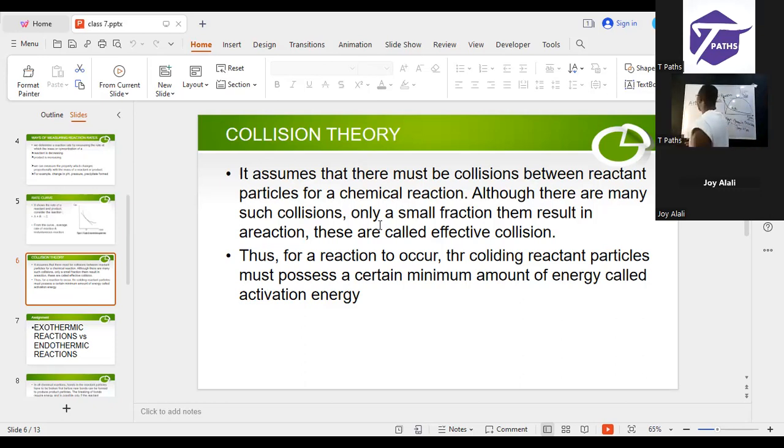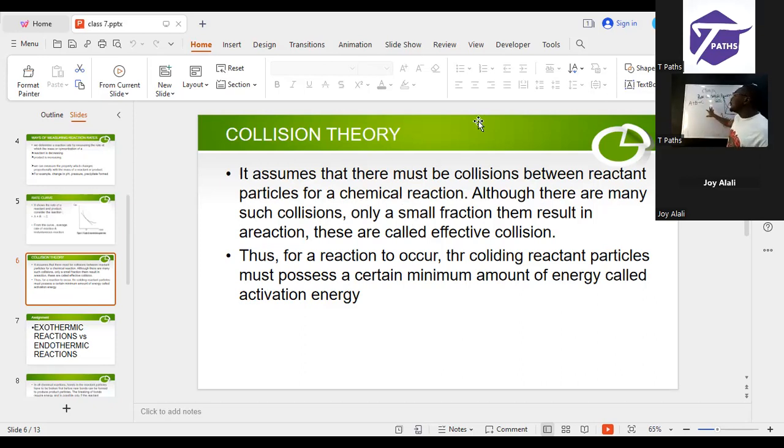So, for example, if we have about 2,000 molecules, and let's say about 500 molecules were able to proceed to form a chemical reaction, that collision between 500 molecules is what is called what? An effective collision. Now, when I was talking about collision theory, I made mention of what?